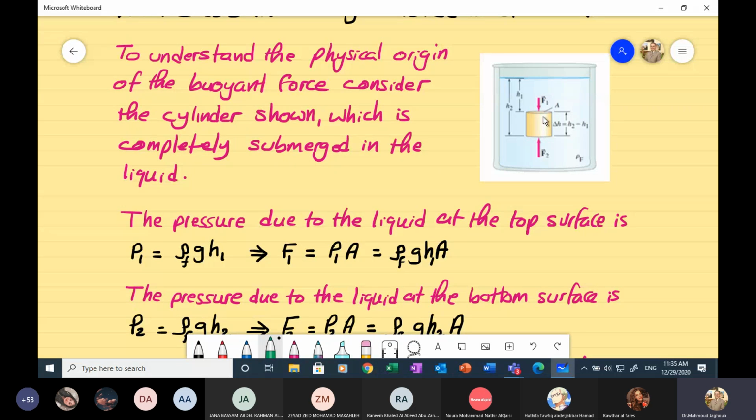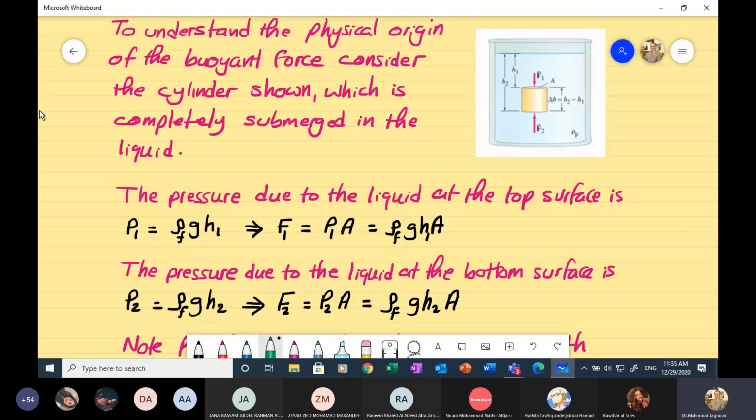So what does this mean? Now, note that this is a cylinder and those two surfaces are equal. The surface area of each one of them is the same. But can I calculate the force at the top surface? The answer is yes. How can I calculate it? Very simply, we can do the following. I know that the pressure P1, which is the pressure acting at the top surface, is ρ_fluid, the density of the fluid, times g times h1.